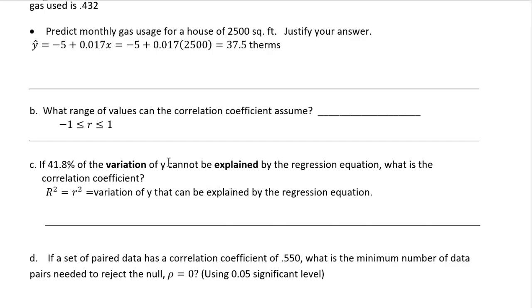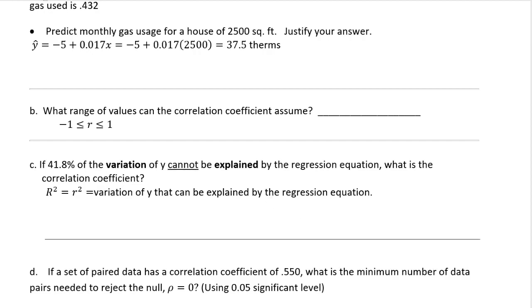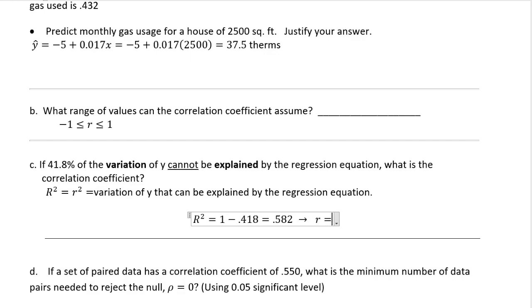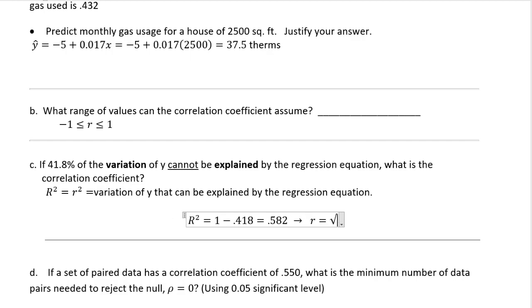by the regression equation. And you have to be careful here, because for this question you have "cannot." So what you need to do is get the value of R squared not as 41.8%, but 1 minus 0.418, which is 0.582. And because this is the value of R squared, the value of the correlation coefficient R should be the square root of 0.582.